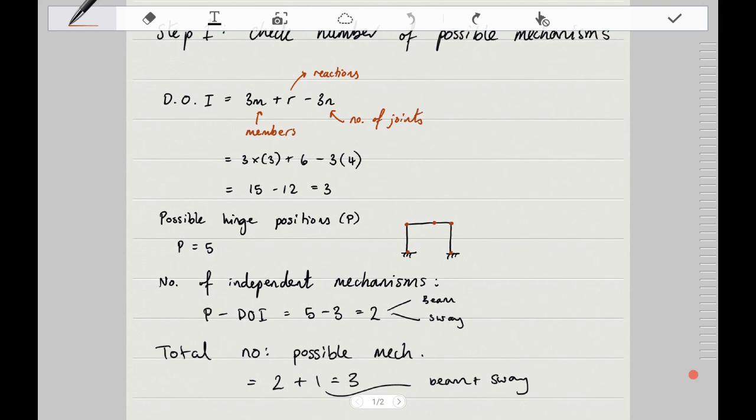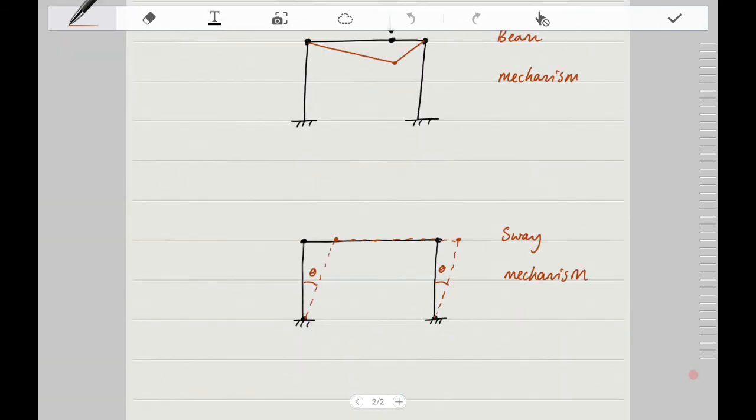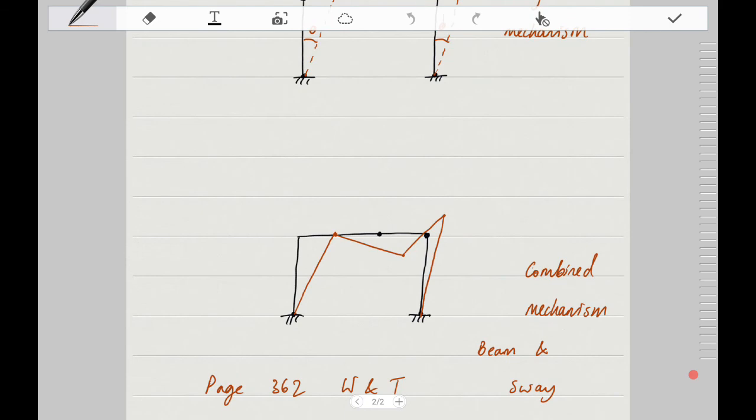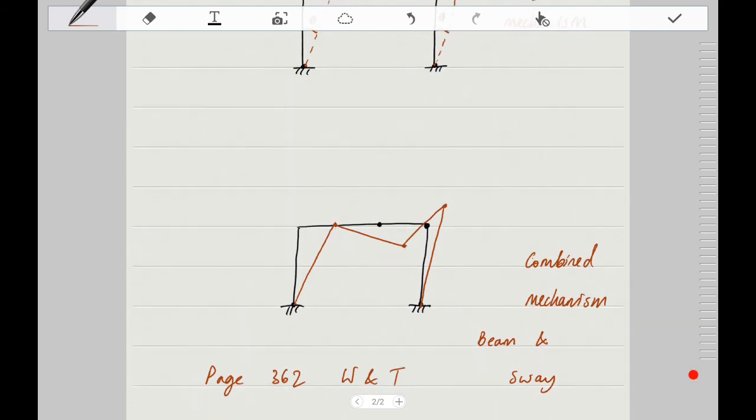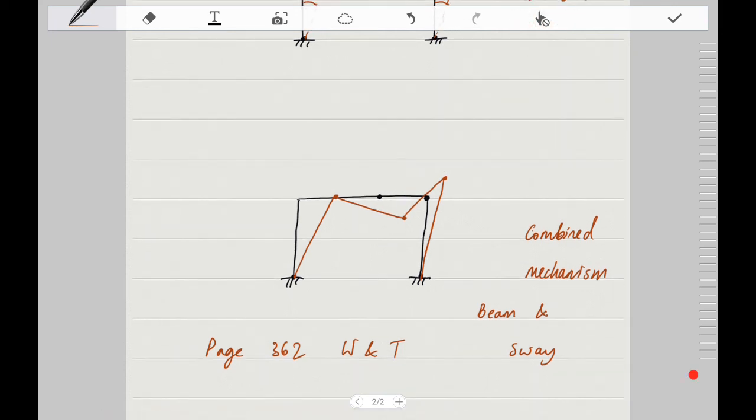Once we've done that, we then identify the number of independent mechanisms by subtracting the DOI from the possible hinge positions. That gives you 2, and then the total number of mechanisms is 2 plus 1, because you can have a combination of a beam and sway. As we showed here, this is a beam mechanism, this is a sway mechanism, and a combined mechanism. If you want to know more about this, you can see it on page 360 of Williams and Todd.